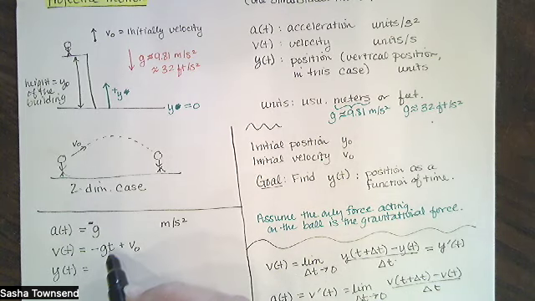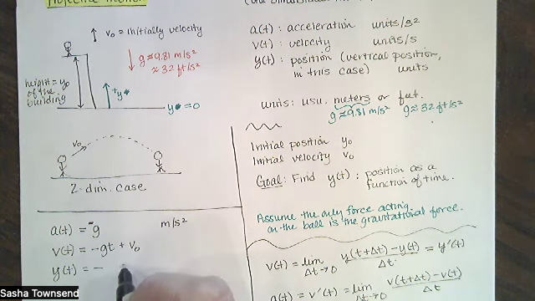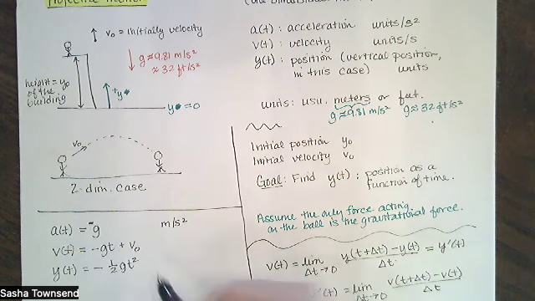And then if we think through, okay, well, how can I take the derivative of something and get this? Oh goodness, it's a constant times t. What do I take the derivative of to get a constant times t? And that turns out to be this negative 1/2 gt squared.